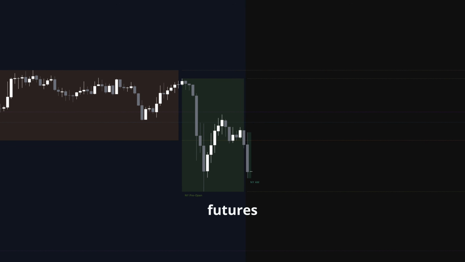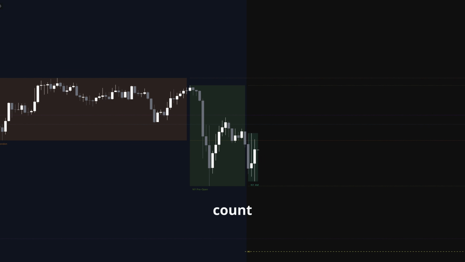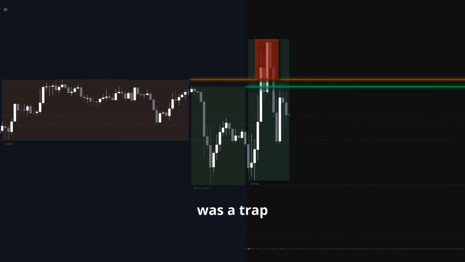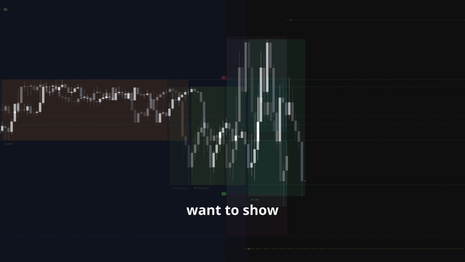If you trade futures, you've seen this move more times than you can count. Price pushes just past the high of a session, runs the stop sitting above it, then turns and goes the other way. The clean breakout was a trap. That sweep past a session's high or low, right before a reversal, is what I want to show you today.